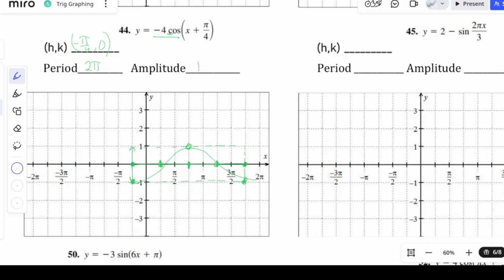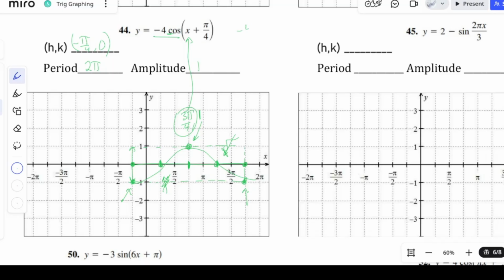I could check this. I haven't done that with any of these other ones yet. But if I was unsure, I could plug in any of these points. I think maybe the peaks are safer to plug in. So I won't plug in the x-intercepts. So I'll just choose this one. 3 pi over 4, I'm at 1. So I'll take this number and I'll plug it in there.